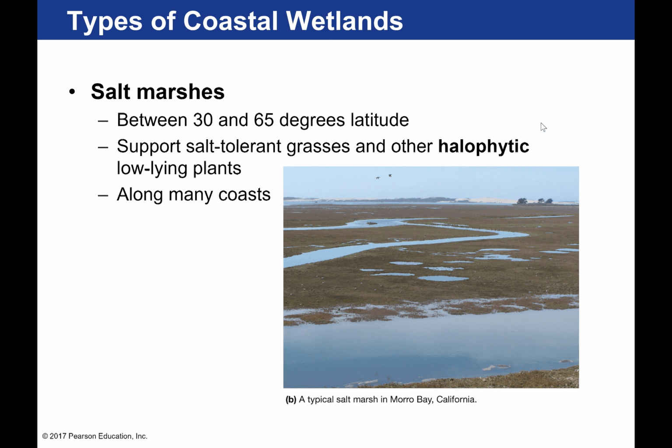So we're going to talk about different types of coastal wetlands. The first one we're going to talk about are salt marshes. And these occur between 30 and 65 degrees latitude. They support a variety of salt-tolerant grasses and other plants that are called halophytic. And these are able to get rid of excess salt by producing exterior salt crystals on the plants. And these are found along most coasts of the continental US and coasts of Europe, Japan, and eastern South America.